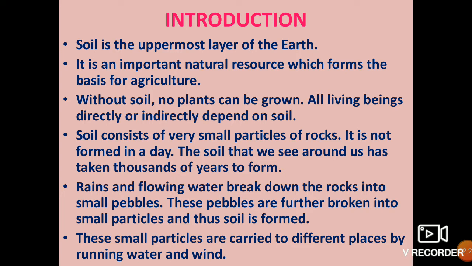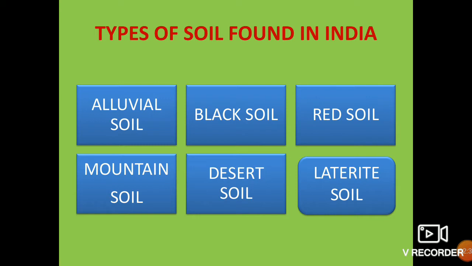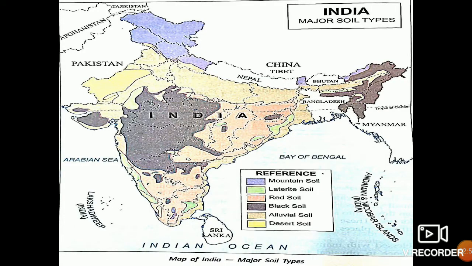These small particles are carried to different places by running water and wind. The types of soil found in India are alluvial soil, black soil, red soil, mountain soil, desert soil and laterite soil. This is the map, understand it.